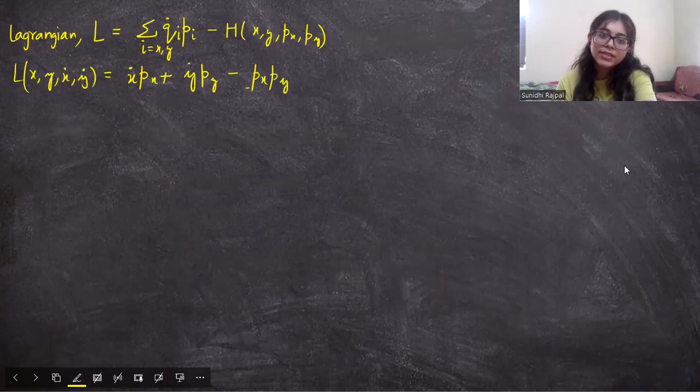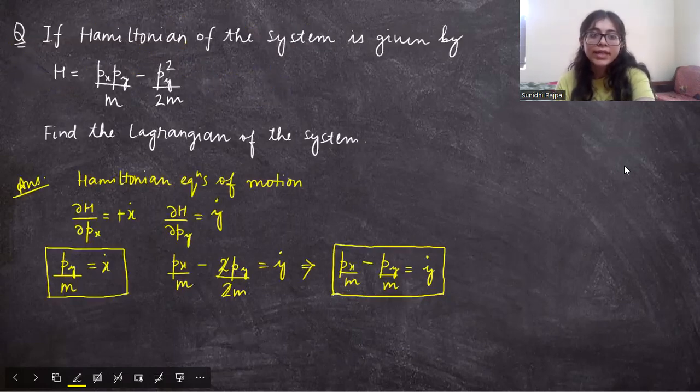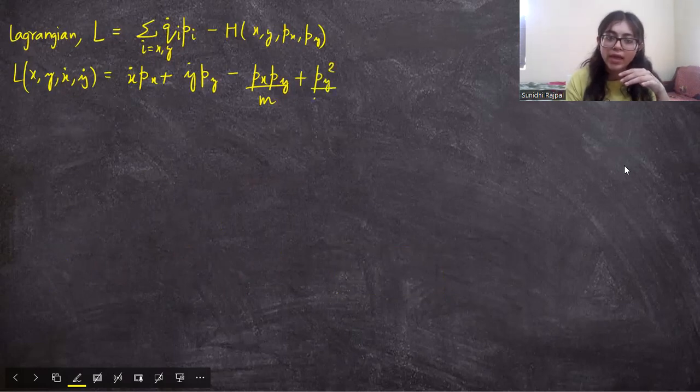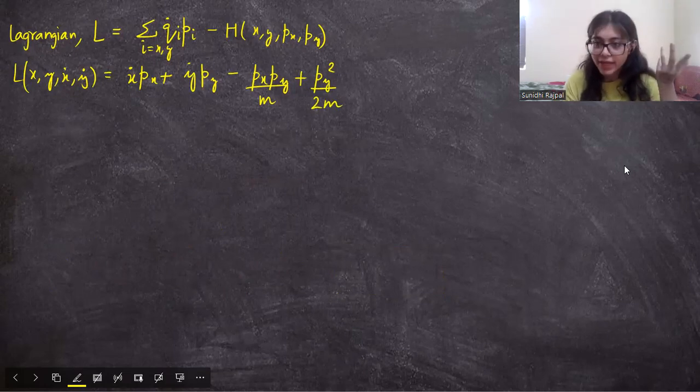So we have minus px py by m. And here we had a negative sign, and negative will give me a plus sign. So I will get minus here, so plus py square by 2m. Okay. Now this expression has px and py.